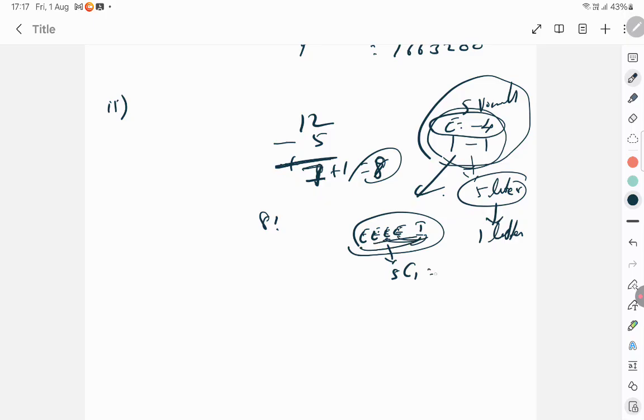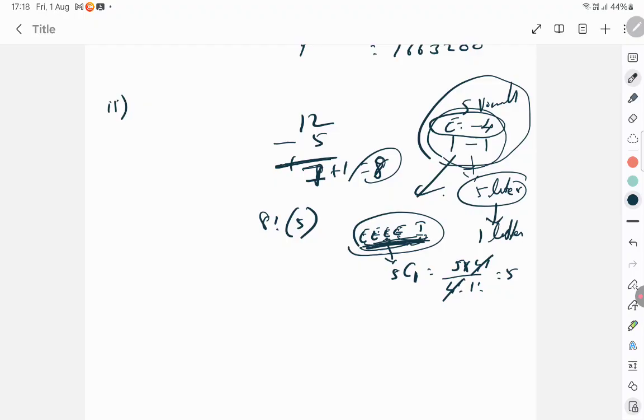So it's 5C1 combination: 5 letters, out of which 1 is I, the I getting shifted to various positions. That is 5 factorial by (5 minus 1) factorial, which is 4 factorial, into 1 factorial. The 5 into 4 factorial gets cancelled by the 4 factorial, so the answer is 5. So you have to multiply this with 5: 8 factorial multiplied by 5.